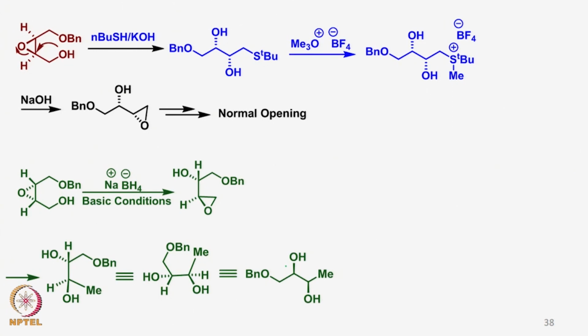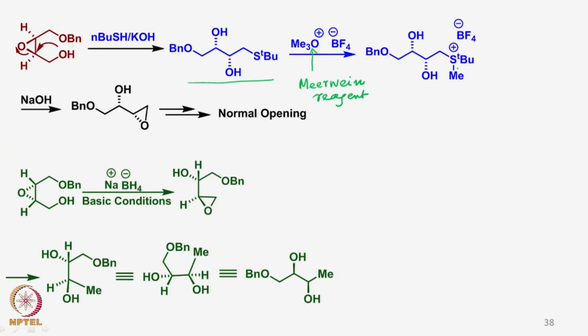Now if the same epoxide is reacted with, say, butane thiol under basic conditions, we expect this particular molecule to form. And when this diol is reacted with a source of Me plus, this is called Meerwein reagent, and it is a useful source of methyl plus, especially for the methylation of sulfur here.